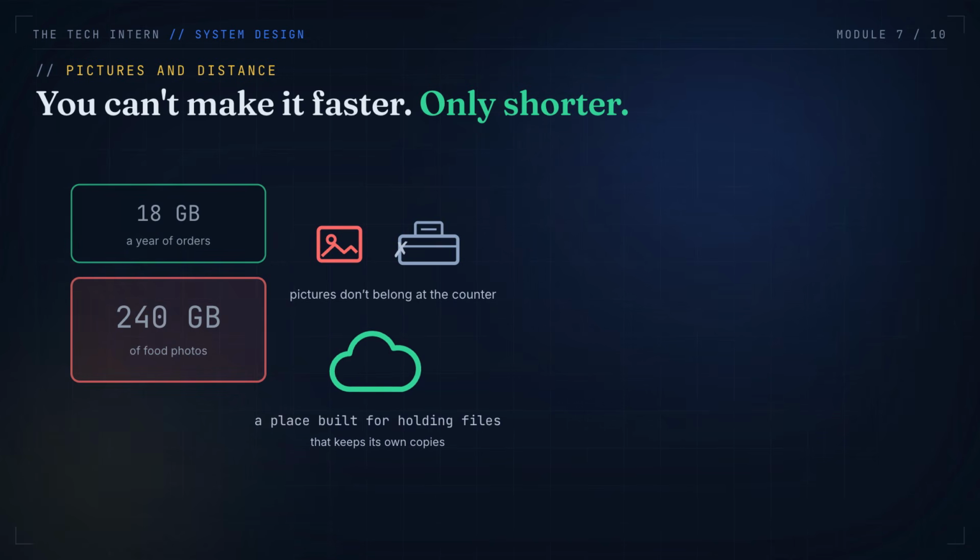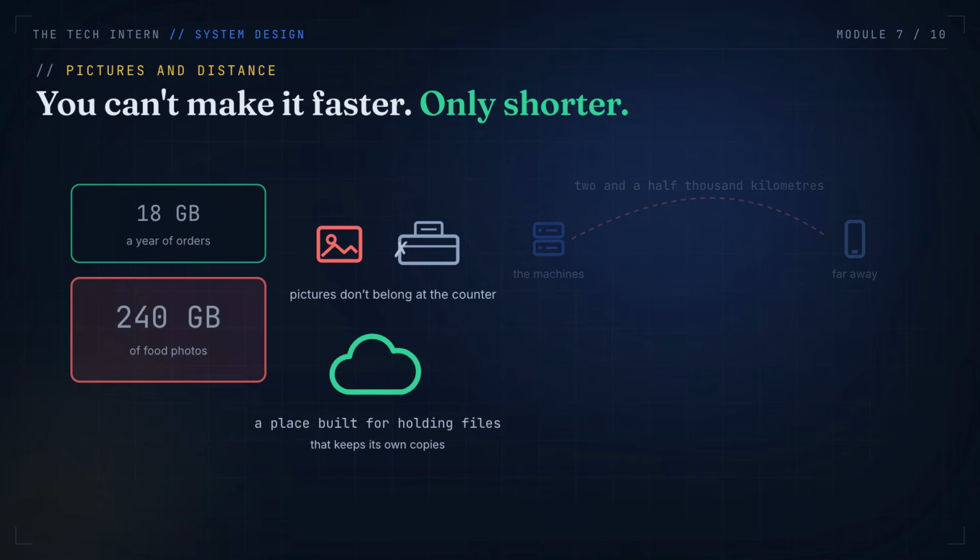It also gets you durability you'd struggle to build yourself. These services are designed to keep multiple copies automatically. Amazon's, for instance, is designed for 11 nines of durability, which is a genuinely absurd number. And a different thing from availability, it means they're extraordinarily unlikely to lose your file, not that you can always reach it. But there's a second problem, and no amount of storage fixes it.